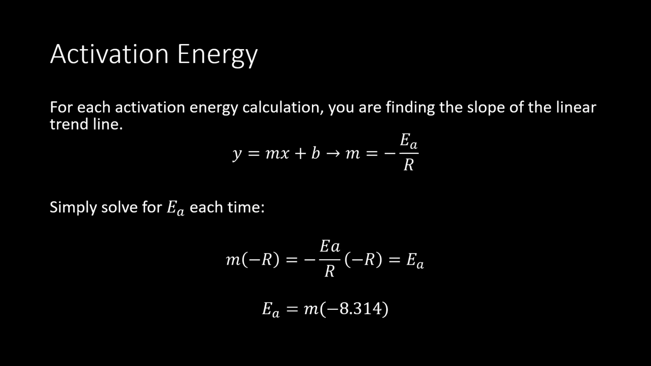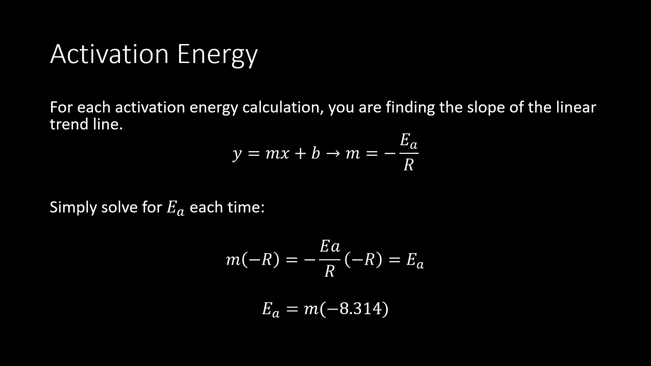In order to actually calculate the activation energy for the prior 3 graphs, comparing solutions 3 and 11, 8 and 10, and 9 and 10, when you get your linear trend line, you're going to see y equals some number times x plus your y-intercept. Well, that slope m, that's the value we want, and that is equal to negative Ea, or the activation energy, divided by R, the ideal gas constant. Simply solve for Ea each time for those three prior graphs.